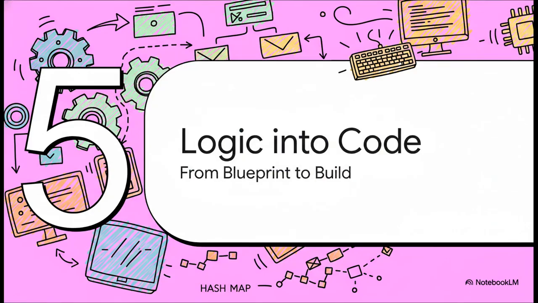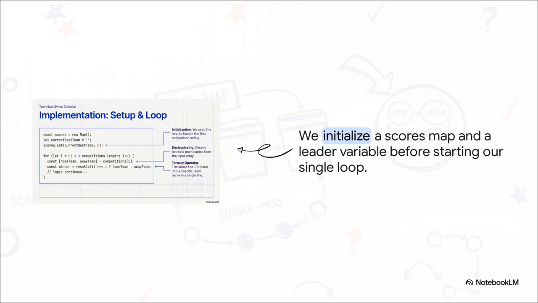Okay, we've traced the logic, we know exactly how it works. Now it's time to translate that blueprint into a real build. Let's see what this looks like in some clean, efficient code. First things first, we've got to initialize our two tools. We create an empty hash map called scores and our current best team variable. We'll just start that off as an empty string to handle that very first comparison.